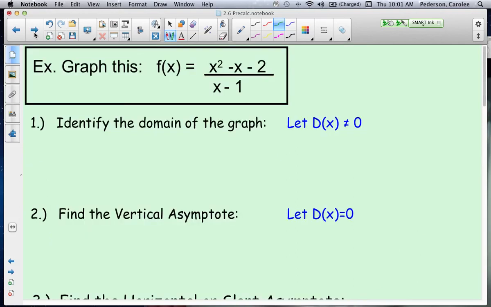We're going to do one more example, and I'm going to give you a hint. This one's going to have the slant asymptote. And we don't do these in Algebra 2, so you're going to really want to pay attention when we get to the slant piece.